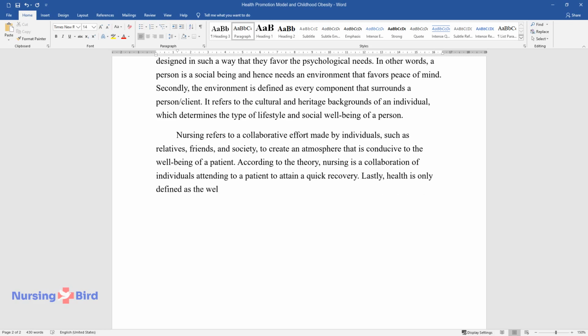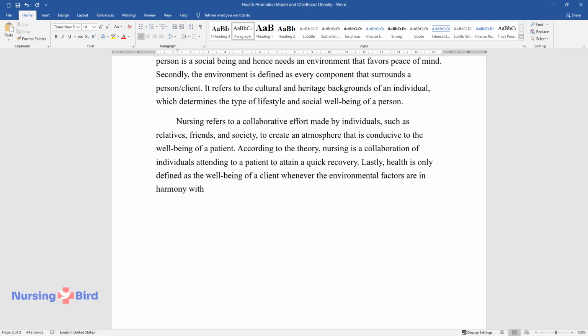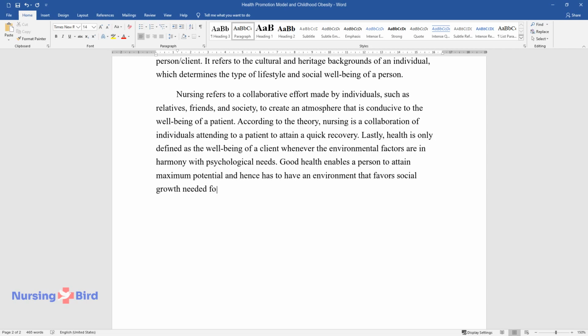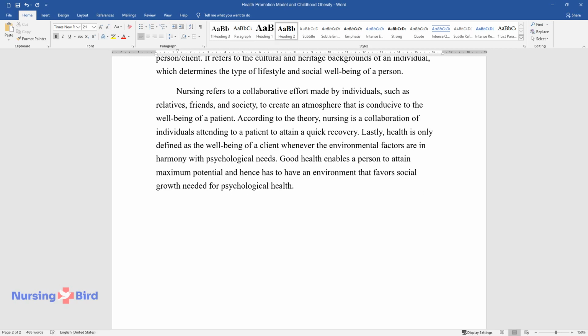Lastly, health is only defined as the well-being of a client whenever the environmental factors are in harmony with psychological needs. Good health enables a person to attain maximum potential and hence has to have an environment that favors social growth needed for psychological health.